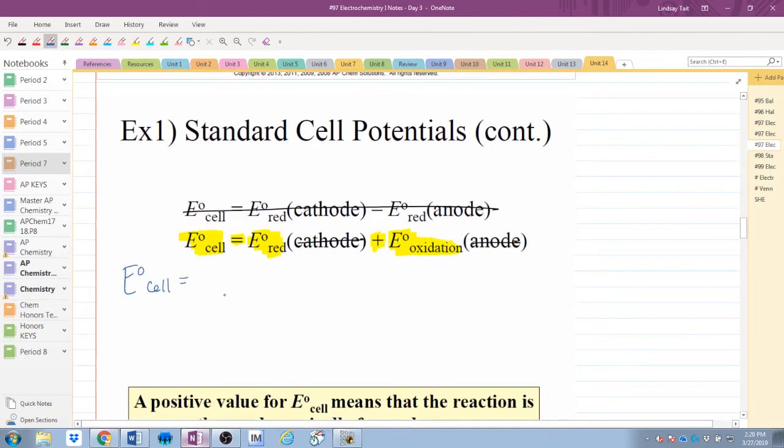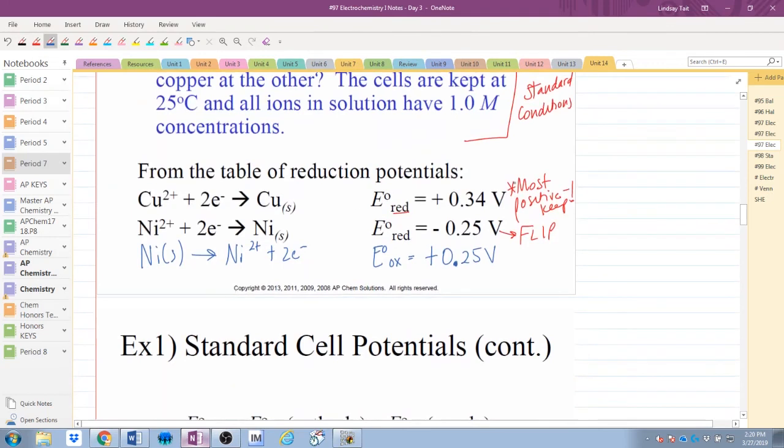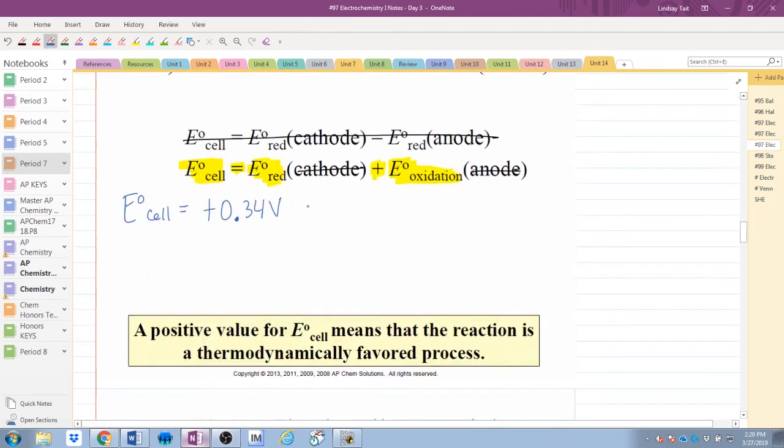All right, so I will do that. Standard cell is equal to, what, we got a positive 0.34 volts. That was my reduction potential on the previous screen up here. And then here's my oxidation potential, right, where I flipped the sign. So plus a positive 0.25 volts. And that means my cell potential total is a positive 0.59 volts.